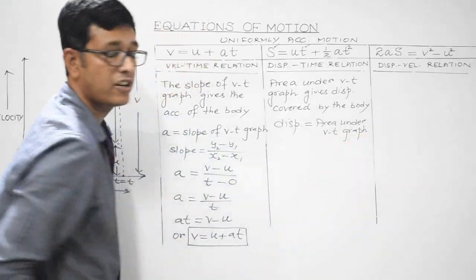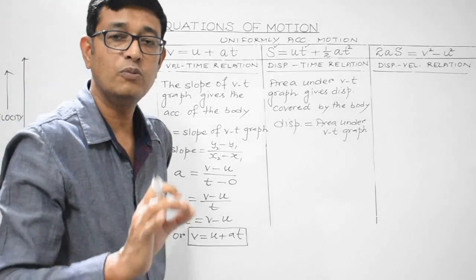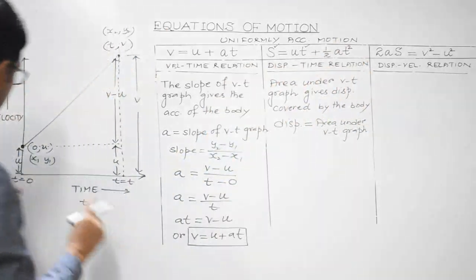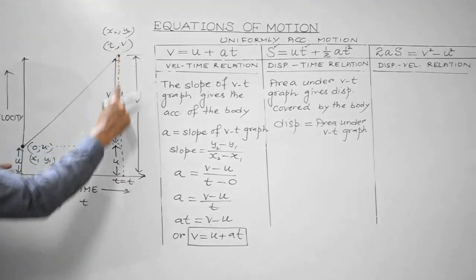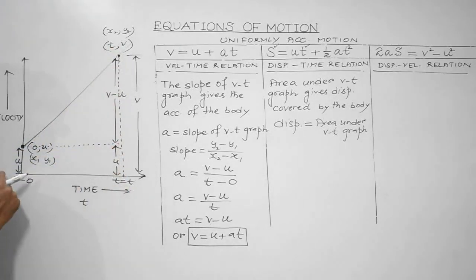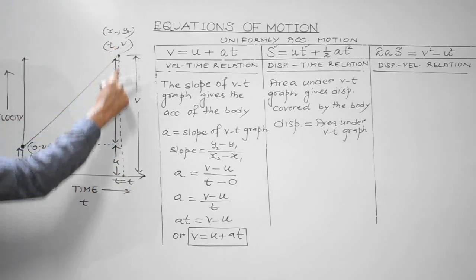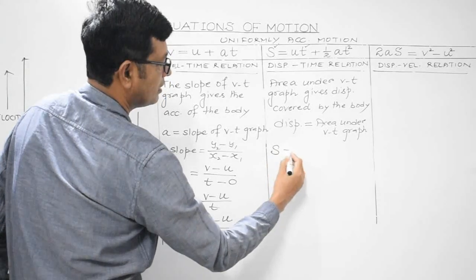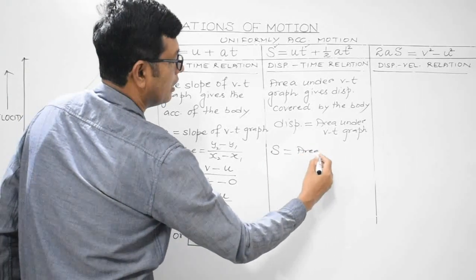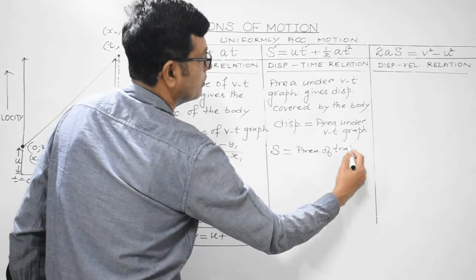And our intention is to find out the displacement of the body from 0 to t time. This is t equals 0, this is t equals t. So, what we need to do is find out the area of the entire geometrical figure. It is a trapezium. So, S is equal to the area of the trapezium.